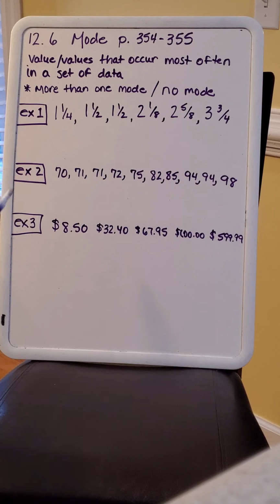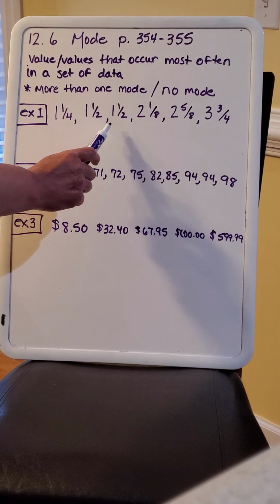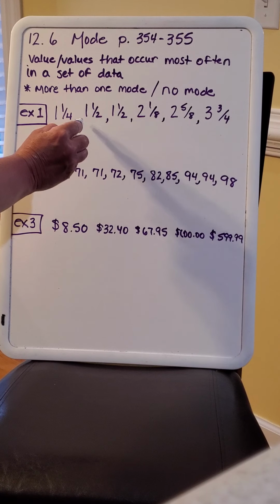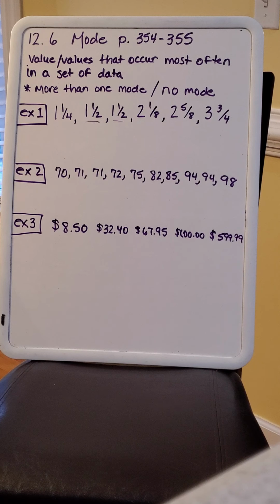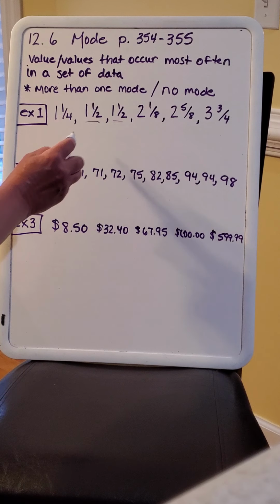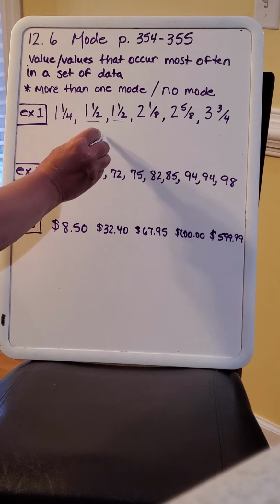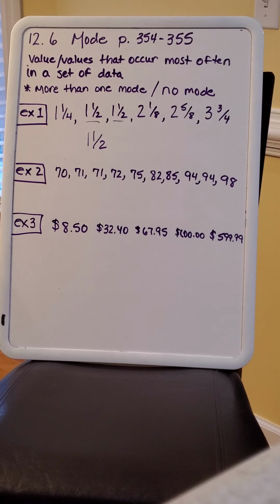So I'm looking through this data set, and I see 1.5, 1.5. I see it 2 times. All the other numbers are only listed once, so this means that 1.5 is my mode. And that's it. That's all you do.